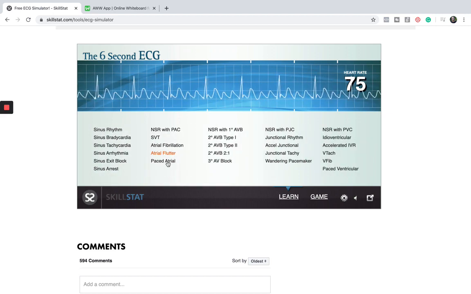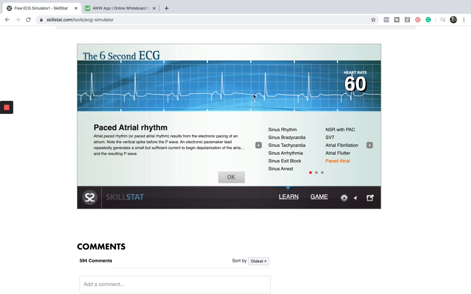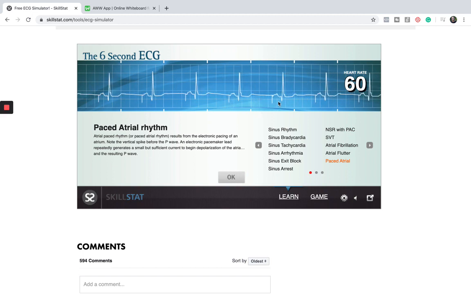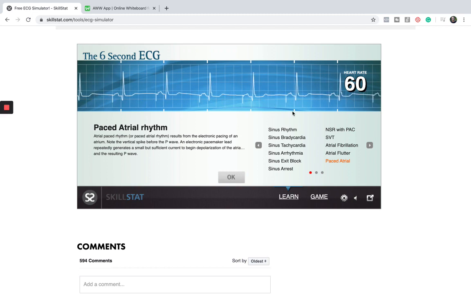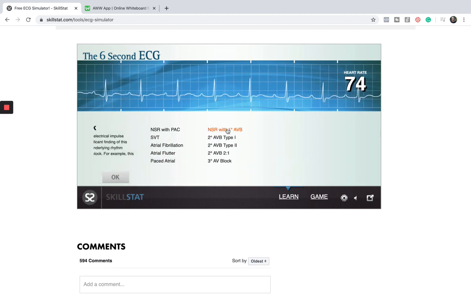So this is called paced atrial. All you got to know here, guys, is very simple. See this line right here? Anytime on an EKG you see a line like this going down, that's going to be a pacemaker. So this pacemaker is being paced off the atrium. That's all it means. They got a pacemaker.